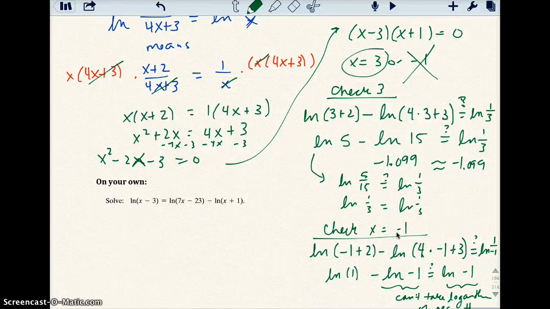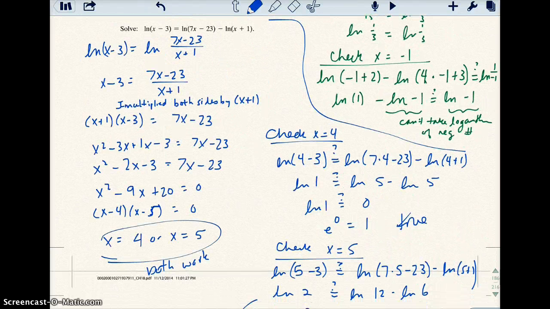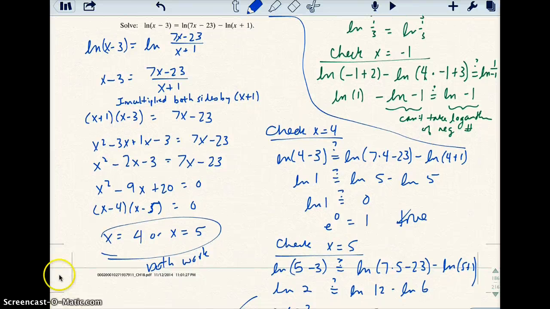Okay, so the next problem is to go ahead and do it on your own, then pause the video and check your answer when you replay the video. Okay, so on your own problem, I solved this equation. I wanted to use the quotient rule and condense this into one logarithm on the right-hand side. And I multiplied both sides by x plus 1 to get rid of this x plus 1. That would cancel this out.